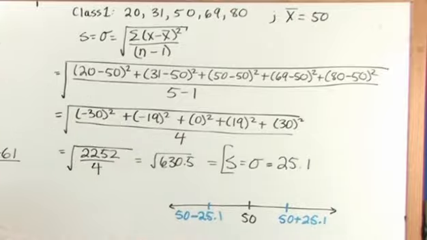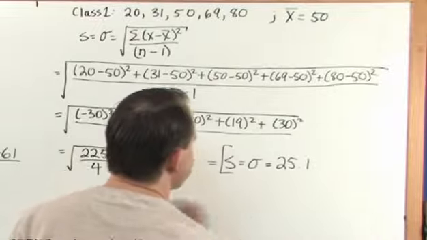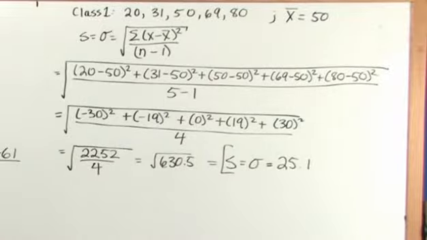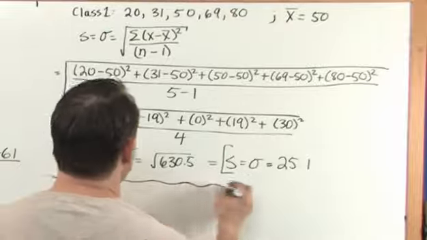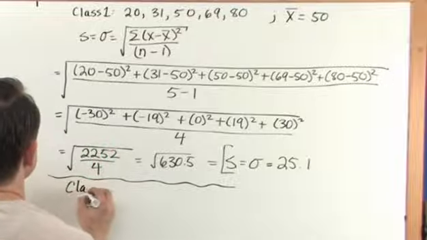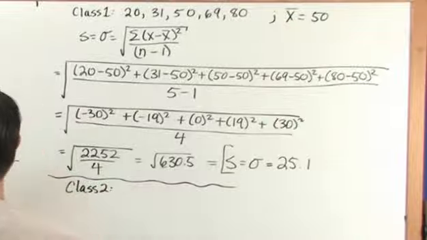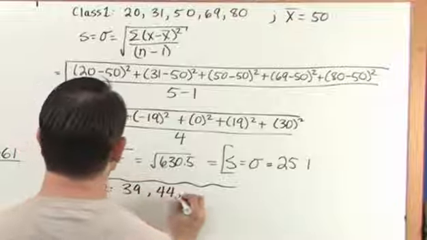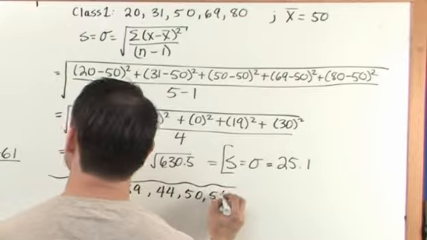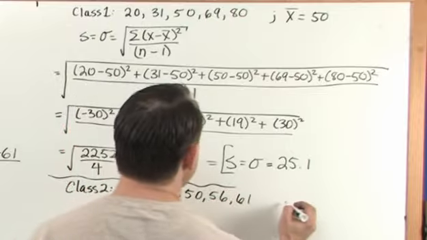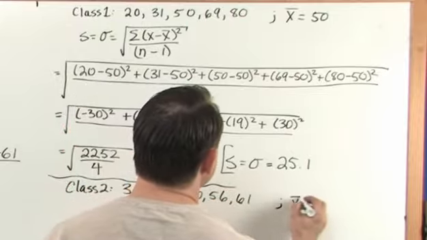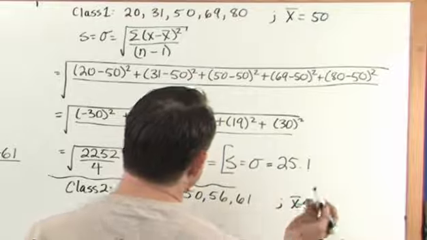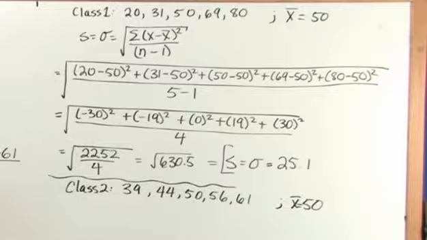Let's figure out what class number 2 does. Let's calculate that. For class number 2, the values were completely different: 39, 44, 50, 56, and 61. And again, the mean of this is 50, because we said that they were both equal. That was the whole point of the example.